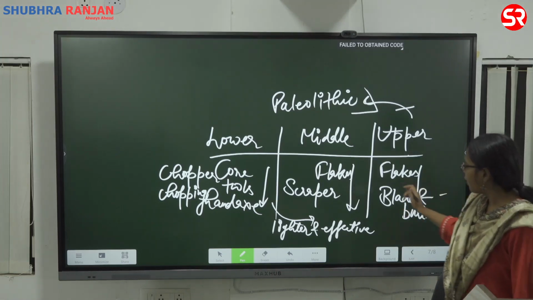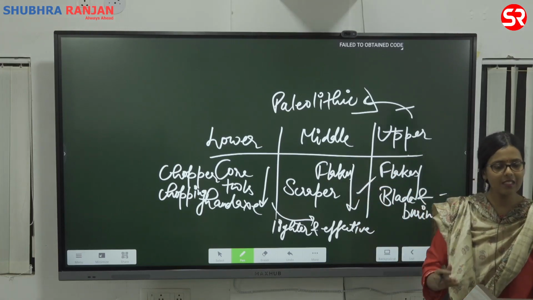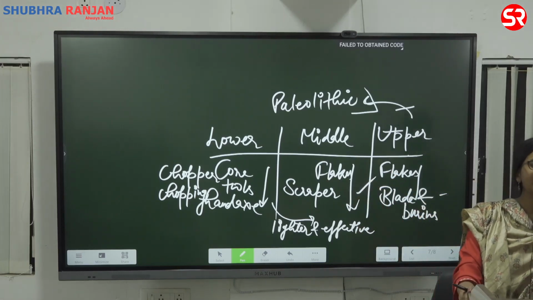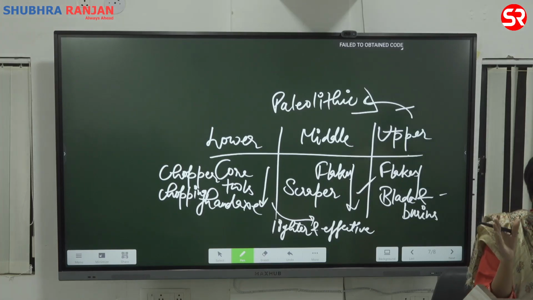When they started using the scraper, does that mean they stopped using hand axes? No. See, whenever we talk about a change, that does not mean that you are going to dismantle the previous system completely.